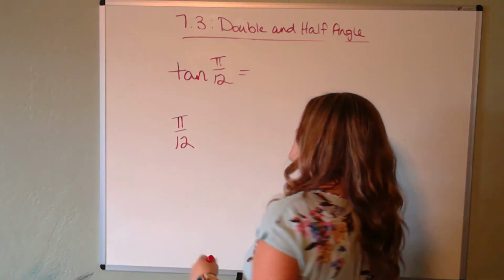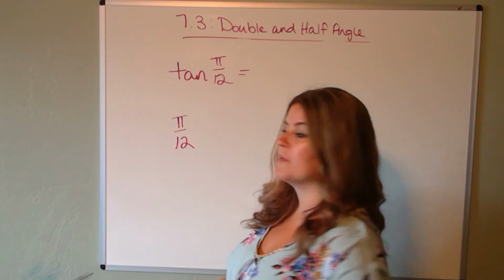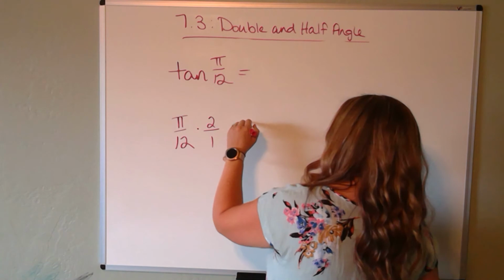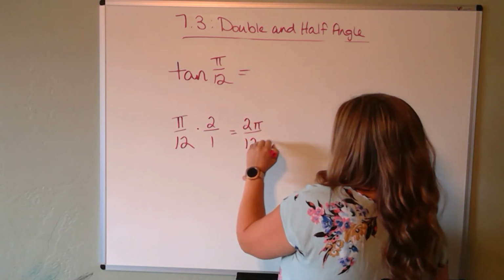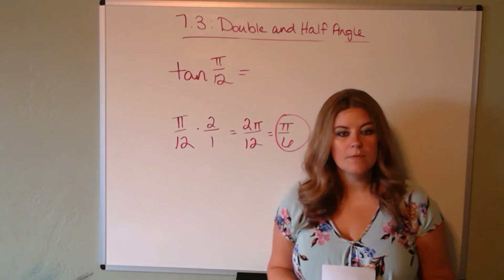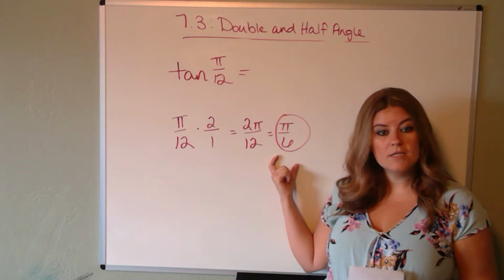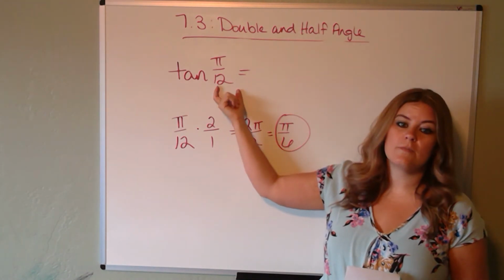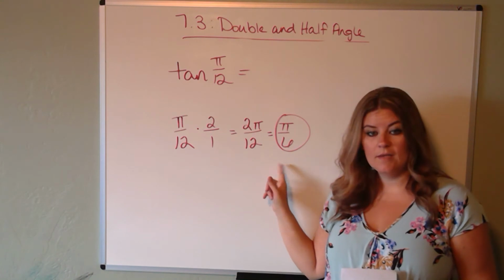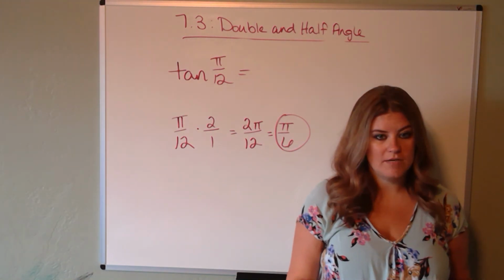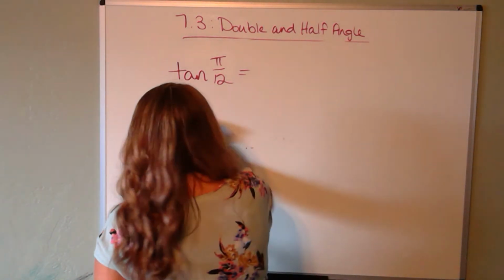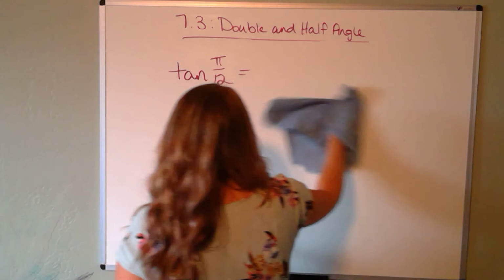If pi over 12 is just half of the angle that I do have on my unit circle, why don't I just multiply it by 2? Well, that's 2 pi over 12, but more importantly, that's pi over 6. So no, I'm not looking for the tangent of pi over 6. I'm looking for the tangent of pi over 12. But because this is half of this, I can use my half angle identity to find it. So I'm looking for a tangent. I'm going to use my half angle identity for tangent.